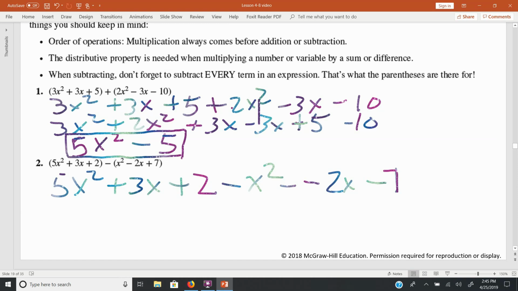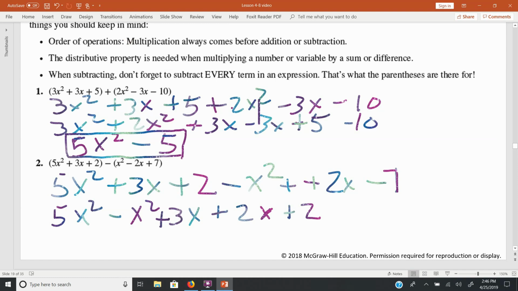Now I'm going to rearrange this. 5x squared minus x squared plus 3x minus a negative. We have found that is the same as plus 2x. If I take away a negative 2x, it does the same thing as if I add back 2x. So I'm going to do it that way. And then plus 2 and minus 7.